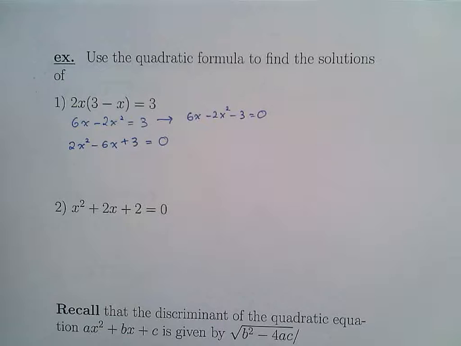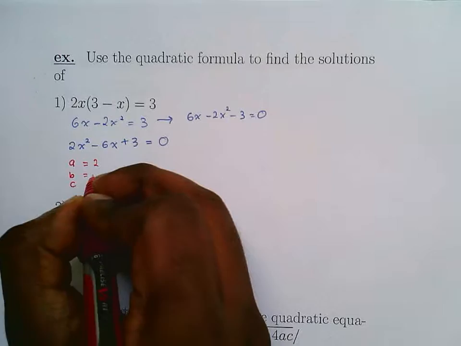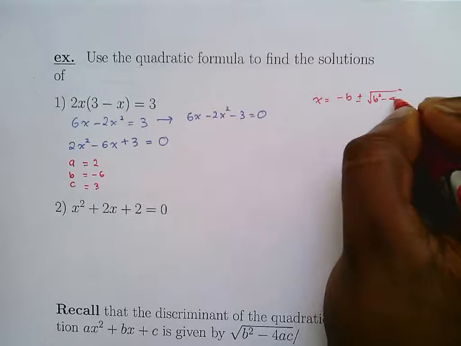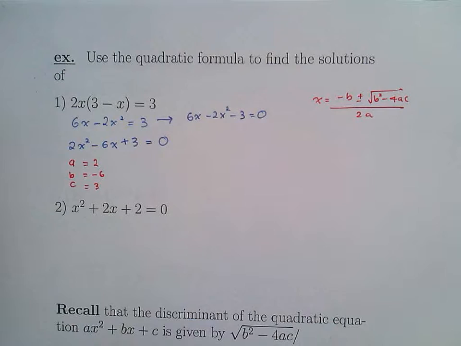Okay. Now, just make sure you know what your constants are. So your a is 2, your b is negative 6, your c is 3. And remember the formula, it's x equals negative b plus or minus square root of b squared minus 4ac all over 2a. Okay, so you might need to remember this formula for the homework, for the quiz, and for the exam. So really important formula right here.